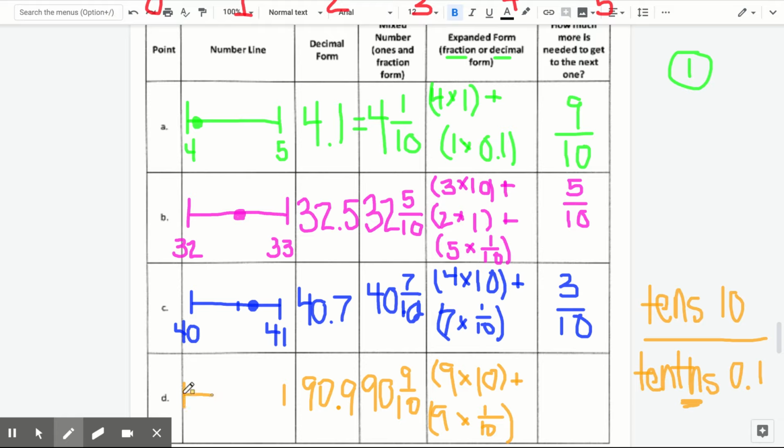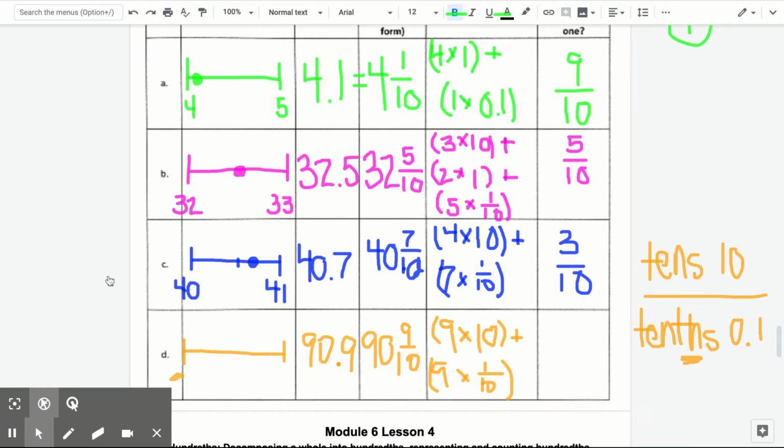We're going to be between the number we have, 90. Oops, I'm a little too close to my little tools down here. The number we have, 90, and the next number, whole number, is 91. Okay, I'm at 90 and 9/10, which means I'm really close to that next whole. I'm just 1/10 away.